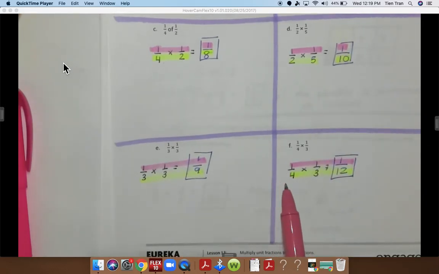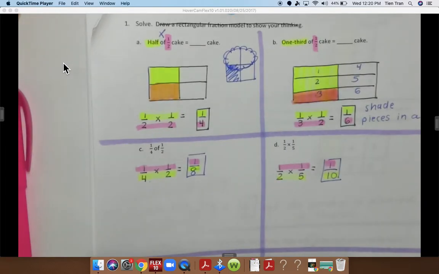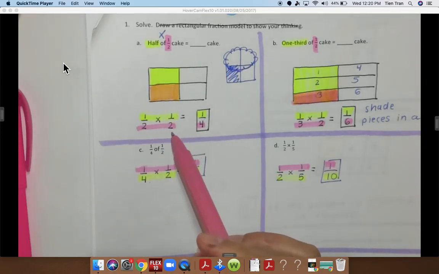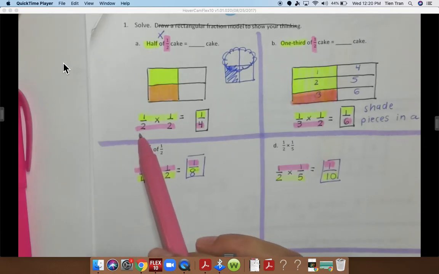Remember that 1/4 is smaller than 1/3, and 1/12 is smaller than both 1/4 and 1/3. So that's why when you're looking at this cake problem, you do not get a bigger piece if you're asking for 1/2 of 1/2, because 1/4 is still smaller than 1/2.